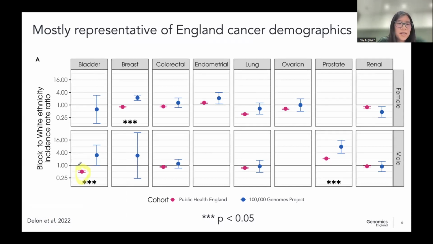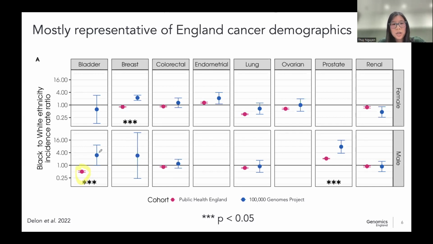This represents the incident rate ratios in bladder cancer for Black to white ethnicity, as reported in England. So you notice this pink dot over here is under 1. This means that the rate ratio is lower than 1, and this means that Black ethnicity is represented at a lower rate than white ethnicity in bladder cancer in England. So one thing that you'll notice all across the board is that typically minority ethnicities have cancer incidence rates lower than white ethnicity. And this is all across England.